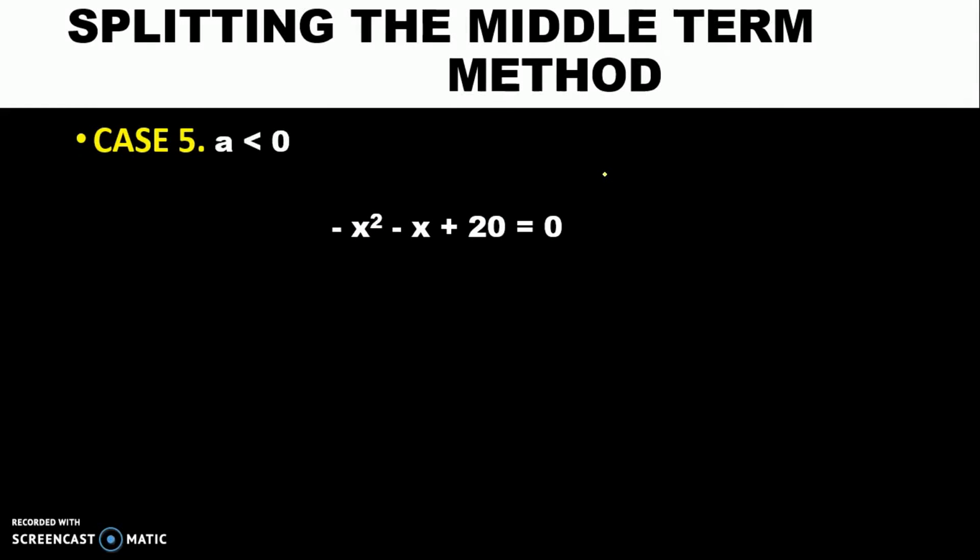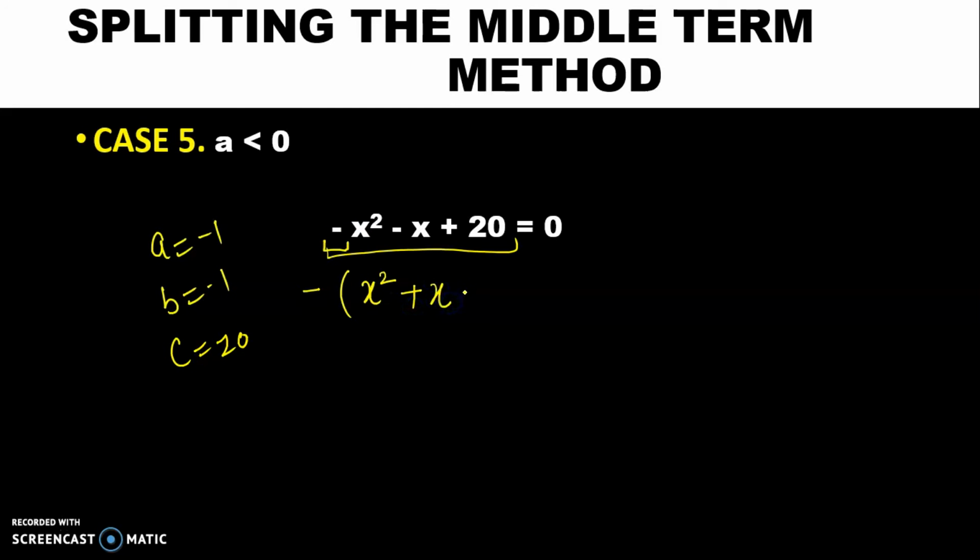Now let's see case number 5. In this case, if we have a less than 0, if we have coefficient of x square negative, here a is minus 1, b is minus 1 and c is plus 20. So in such case, we can take minus sign common throughout the whole equation. So if we take minus sign common, the signs get changed. Minus x square will become plus x square. This minus x will become plus x and plus 20 will become minus 20.